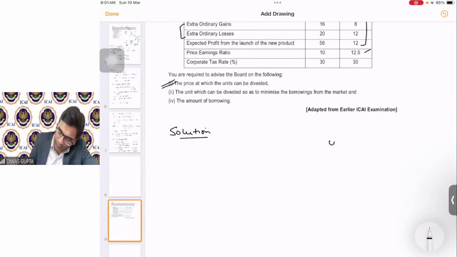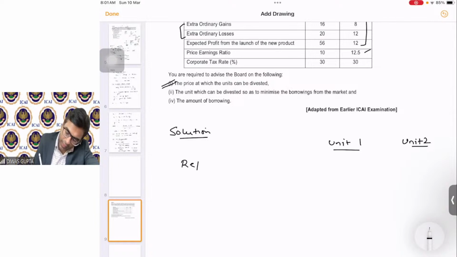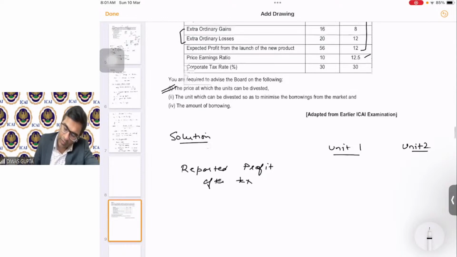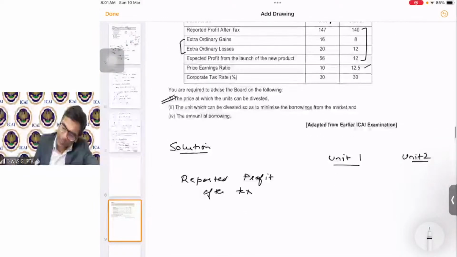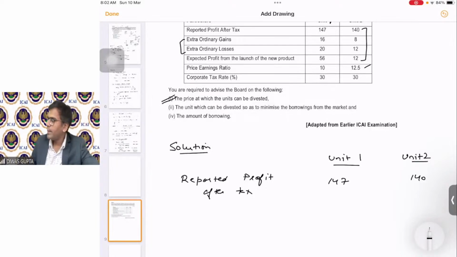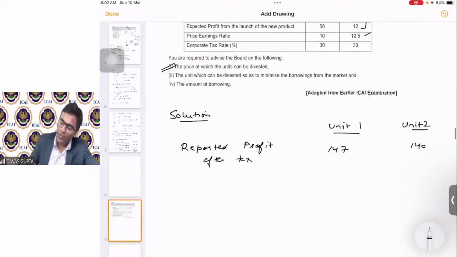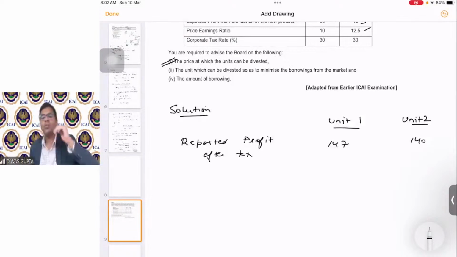Unit 1, and this is unit 2. So let's first of all start with the reported profit after tax. How much is it? 147 and 140. So first of all, we need to find this profit before tax, right?